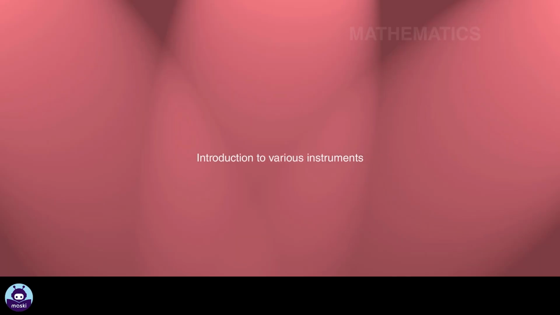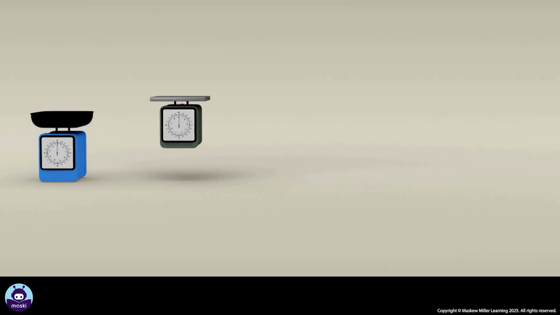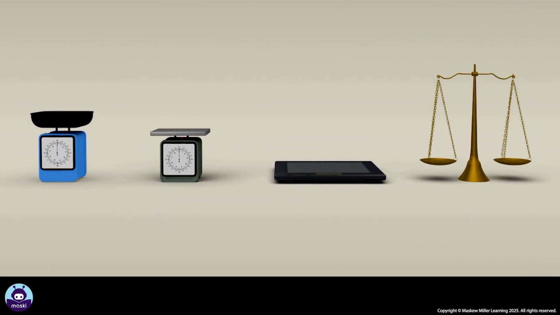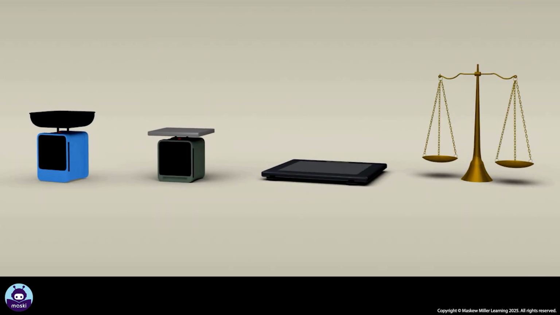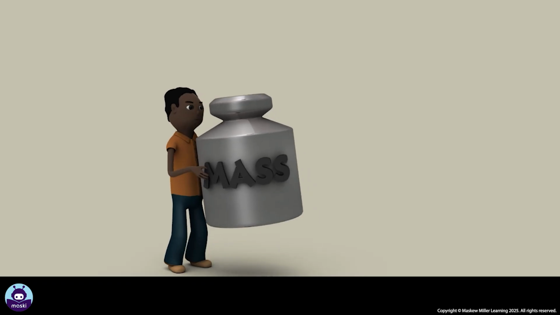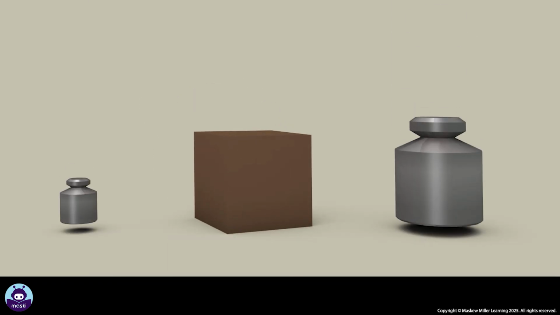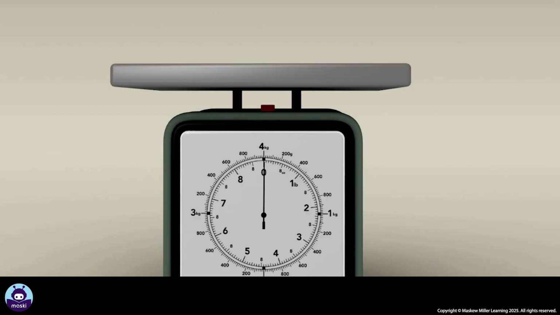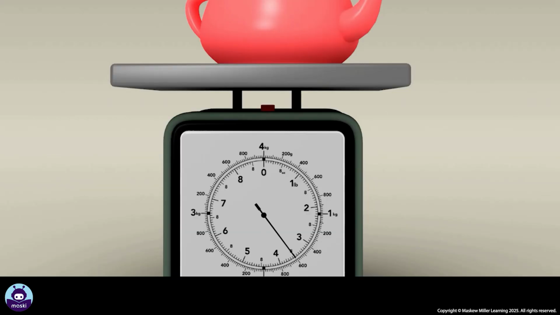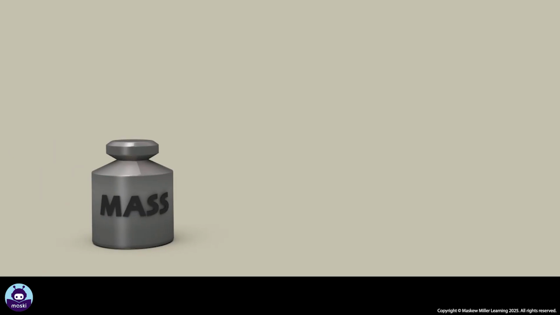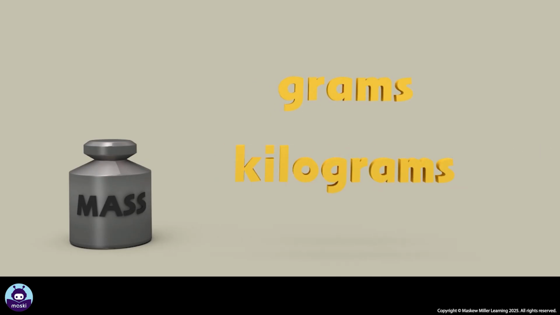Introduction to various instruments. The instruments for measuring mass are the tools that we use to measure the heaviness or lightness of an object. Recall that mass is the heaviness of a substance. It is a measurement of how heavy or how light a substance is. It is used to measure the mass of solid substances. We measure mass of an object in grams and kilograms. These are called the units of mass.